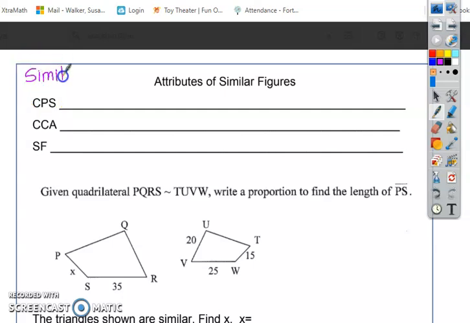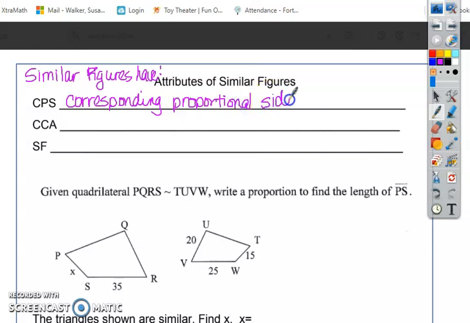Similar figures have. Okay, so I know what you think when you think of CPS. That's not what this is. Similar figures have corresponding proportional sides. Okay, corresponding proportional sides. That means I can literally set up a proportion to find the missing side. Okay, set up a proportion of corresponding sides to find the missing side.